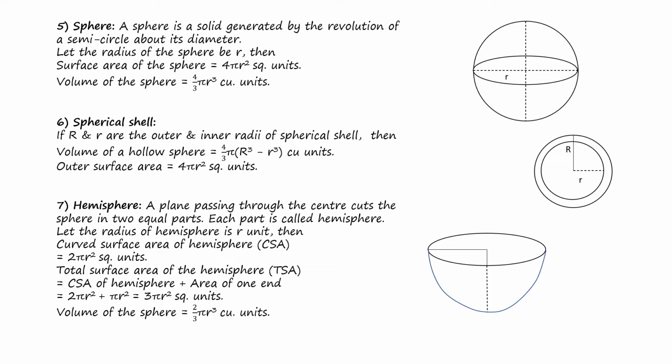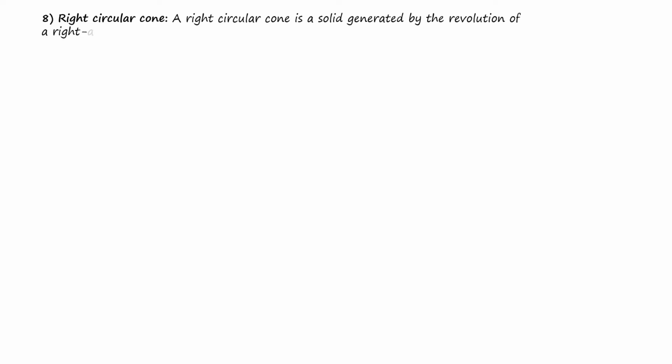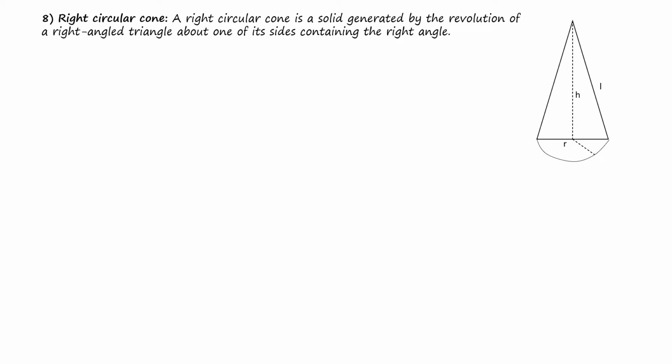Friends, you already learned all these formulae in previous classes, but this is just a recap. Right circular cone. A right circular cone is a solid generated by the revolution of a right-angled triangle about one of its sides containing the right angle. Let's draw the picture. Let this be a right angle. If we keep the vertical side constant and rotate the triangle, then the object that is obtained is nothing but a cone.